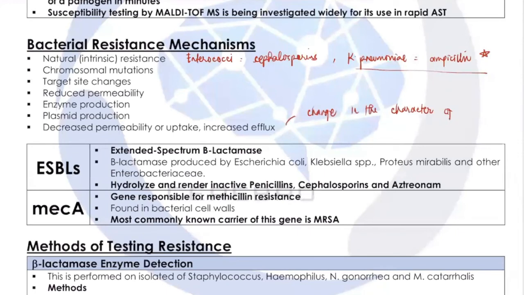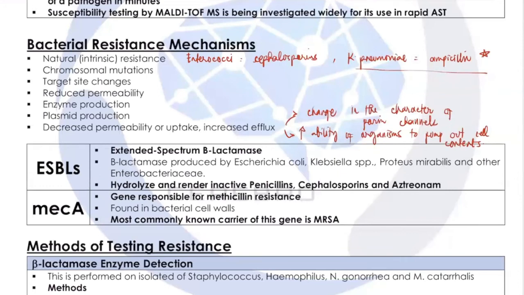Change in the character of porin channels, or this could be due to an increased ability of organisms to pump out cell contents. Kaya lumalakas yung efflux, or yung paglabas ng antibiotic from the organism, kaya hindi siya na-affect ng mabuti, kumbaga.